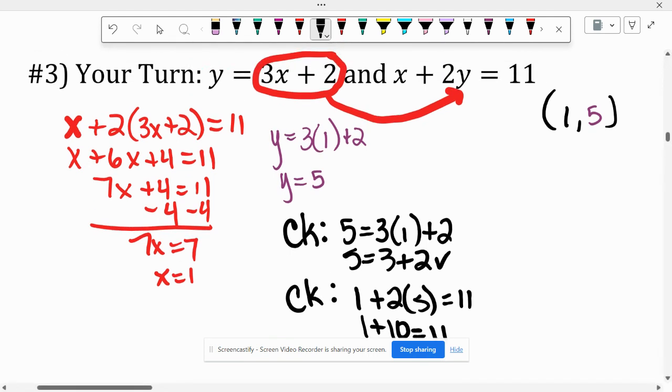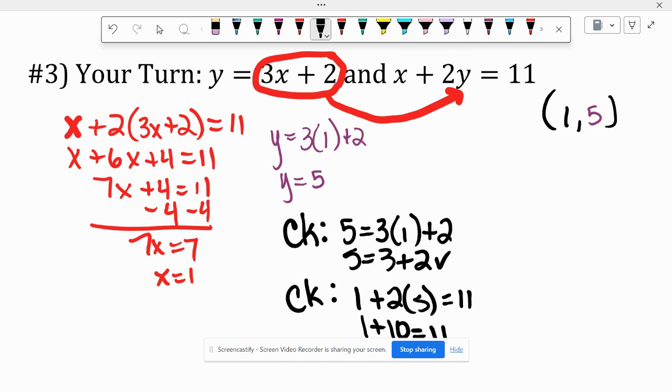All right, I'm going to unfreeze the screen so we can talk about this. So when I substituted in for my y coordinate in the second equation, I ended up with x plus 2 times the quantity 3x plus 2 equals 11. So I had to distribute my 2. X plus 2 times 3x is 6x, plus 2 times 2 is 4, equals 11. X plus 6x is 7x. 7x plus 4 equals 11. Subtract 4 from both sides. 7x equals 7. Divide both sides by 7.